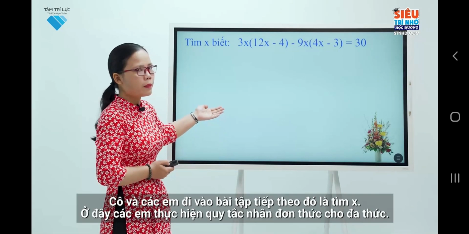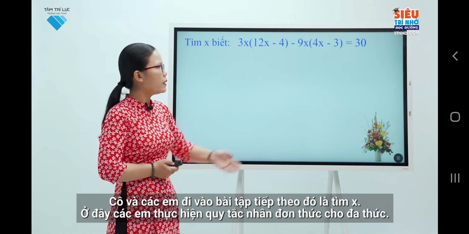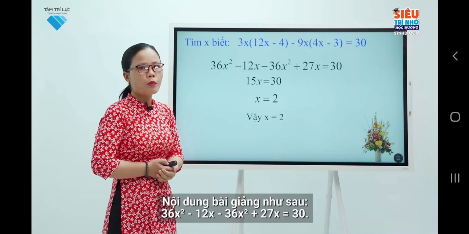We go to the next exercise, which is to find x. You implement the rule of multiplying a monomial by the polynomial. The lesson content is as follows.